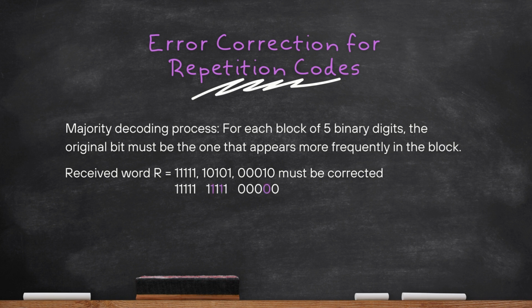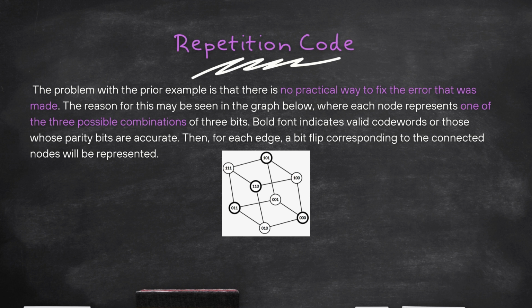So this will be the corrected block. We have the first block to remain the same as it is already following the repetition code. We have the next one, 10101. All the zeros will be replaced by ones in order for it to be a repetition code of 5. For the last one, we have 00010, wherein 1 will be replaced by 0. For it to have a repetition code of 5, your y will then be equal to the corrected repetition code of 11111, 11111, 00000.